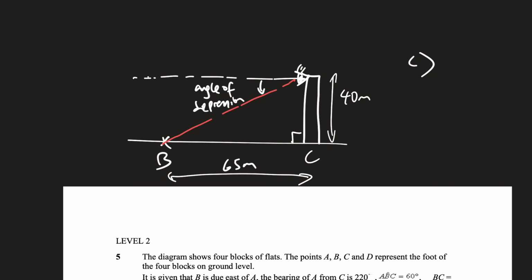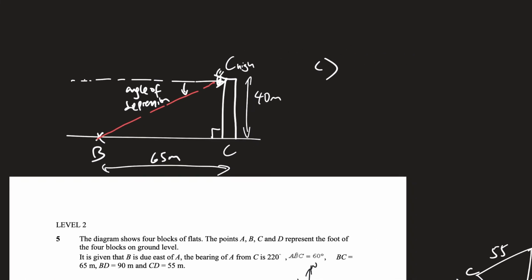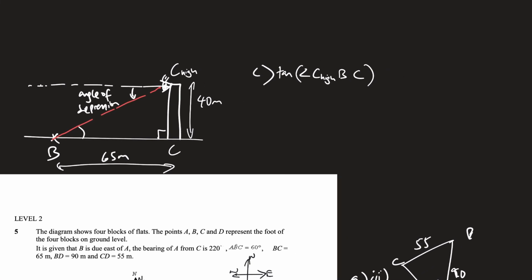We can find this because we know the adjacent and we know the opposite. So we can say, and I'm going to call this C high, because it's basically still at point C, just high above point C. So we can say the angle C high BC, right? And the tangent of this angle, which is this angle, C high BC, is basically opposite over adjacent.